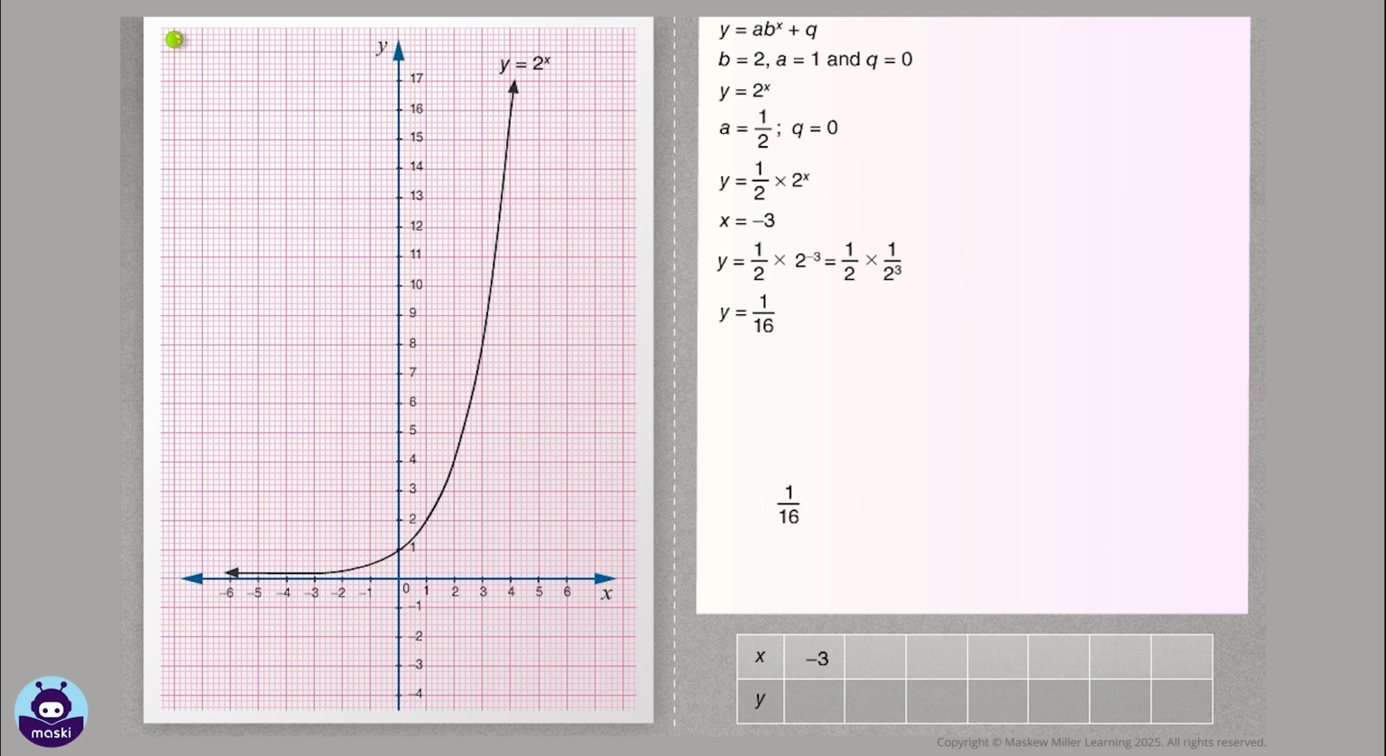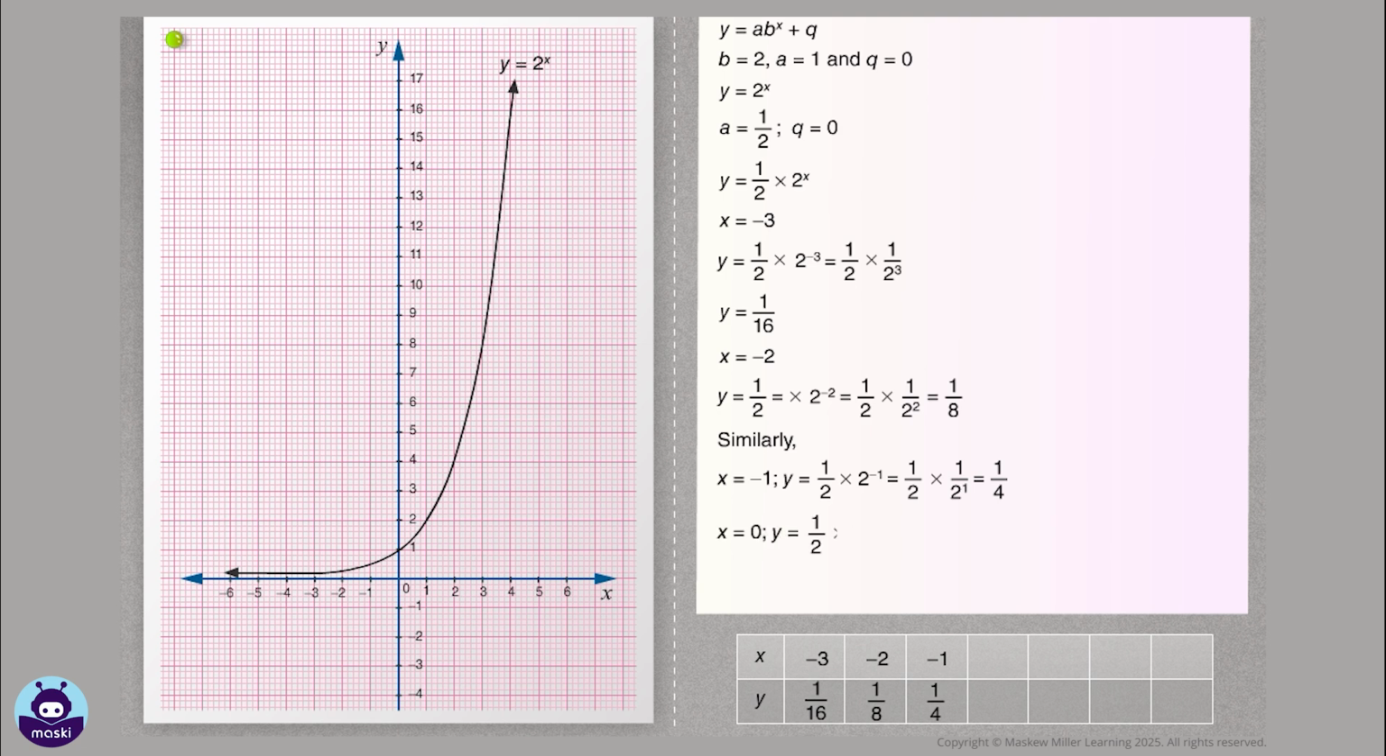Therefore, y is equal to 1 over 16. X is equal to negative 2, y is equal to half times 2 to the power of negative 2 equals half times 1 over 2 squared is equal to 1 over 8. Similarly, x is equal to negative 1, y is equal to half times 2 to the power of negative 1 equals half times 1 over 2 to the power of 1 equals 1 over 4. X is equal to 0. Y is equal to half times 2 to the power of 0 equals half times 1 is equal to half.